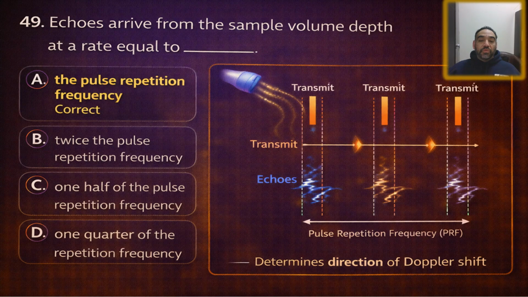So PRF, the pulse repetition frequency, equals the pulses per second. Each pulse then correlates to one echo return from that depth. So echo arrival rate is equal to pulse repetition frequency.